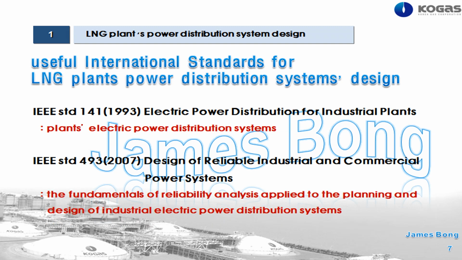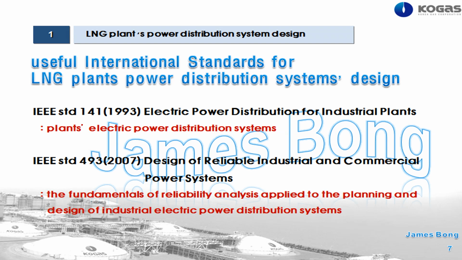I think IEEE is the more popular international standard than IEC, just in terms of electric power distribution system design. IEEE standard 141, recommended practice for electric power distribution for industrial plants, Chapter 2. They introduce a couple of kinds of electric power distributions. They give some information of its characteristics like IEC.